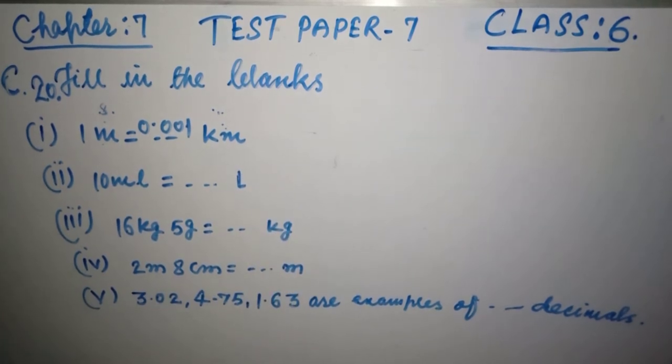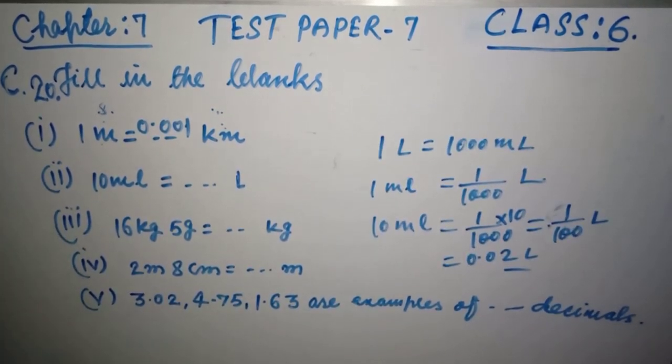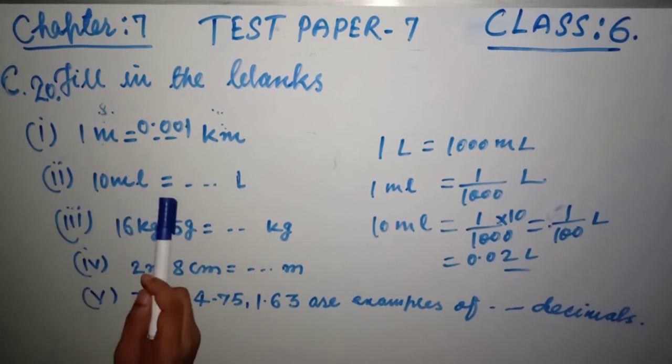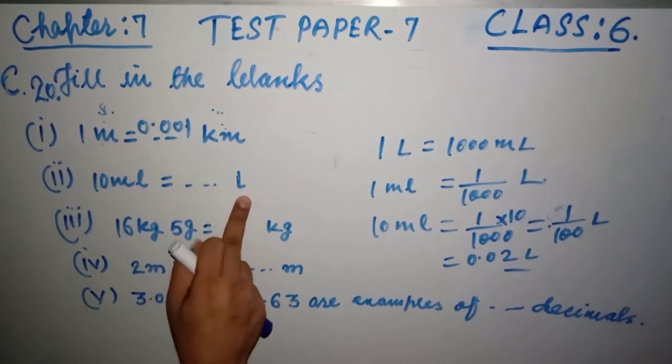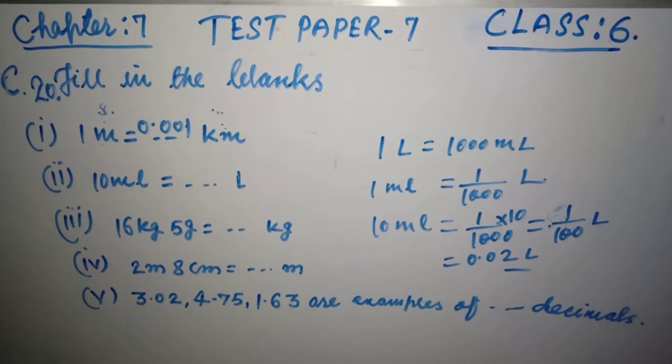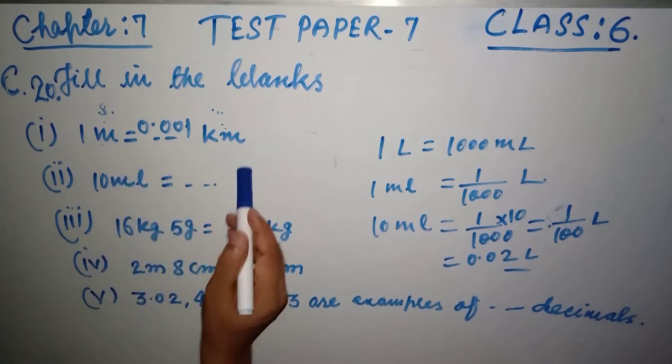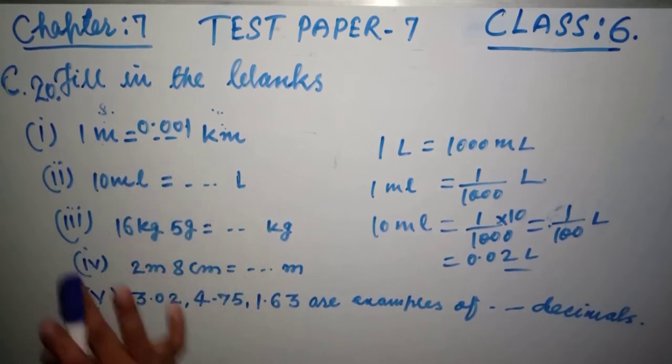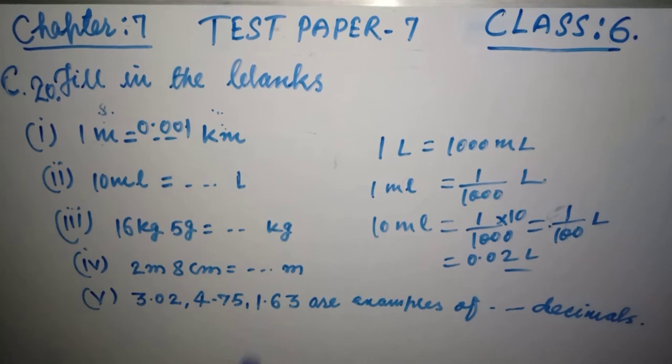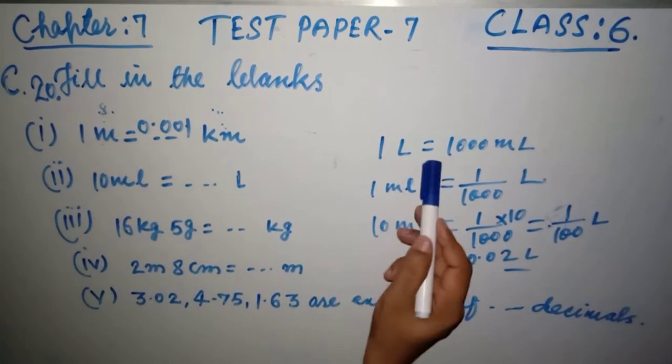Okay. Now see friends, second number says 10 milliliter is equal to dash liter. First, we need to know the relation between milliliter and liter. Here is the smaller, here is the greater. We will move from smaller to greater, means divide. Now see friends, first we will know about the relation between liter and milliliter. So 1 liter is 1000 milliliter.